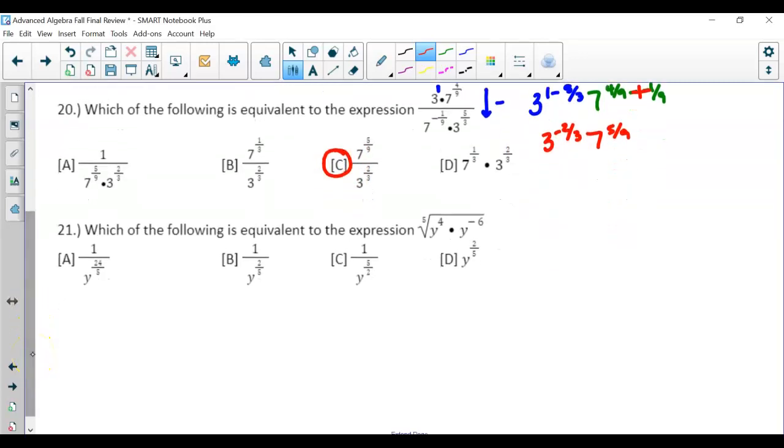So then 21. Notice how here inside of the fifth root, you're multiplying, so add the exponents. Bases are the same. So this is y to the -2. So now if I want to rewrite, this is y to the -2, then over 5, right? Because this is inside of the fifth radical. Because of the negative exponent, that's why the answer is B.